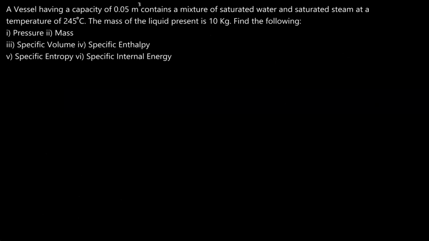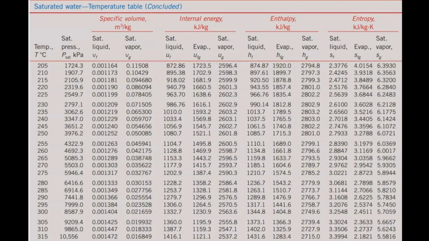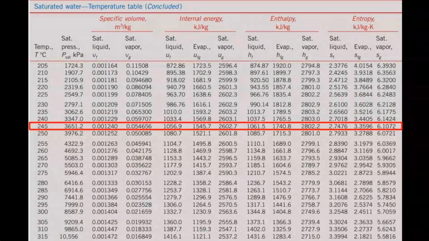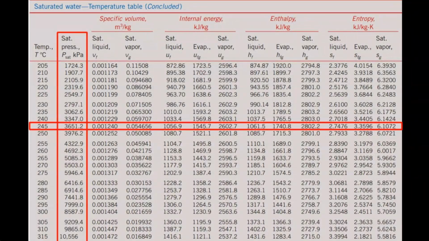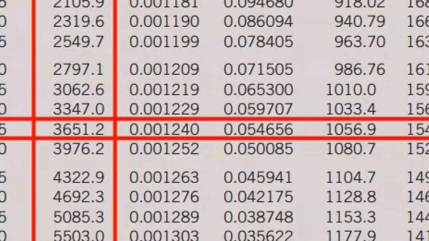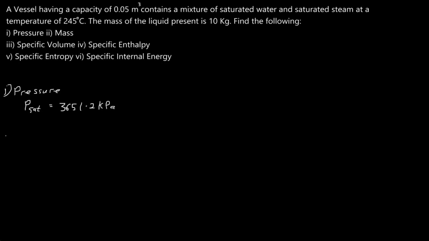So we know that our total volume equals 0.05 meters cubed. The saturation temperature is equal to 245 degrees Celsius, and the mass of our saturated liquid present in the mixture is equal to 10 kilograms. So to find the pressure, we already know the saturation temperature as 245 degrees Celsius. We can use our temperature entry steam table to determine the corresponding saturation pressure for this temperature. Doing this, we obtain 3,651.2 kilopascals as our pressure.